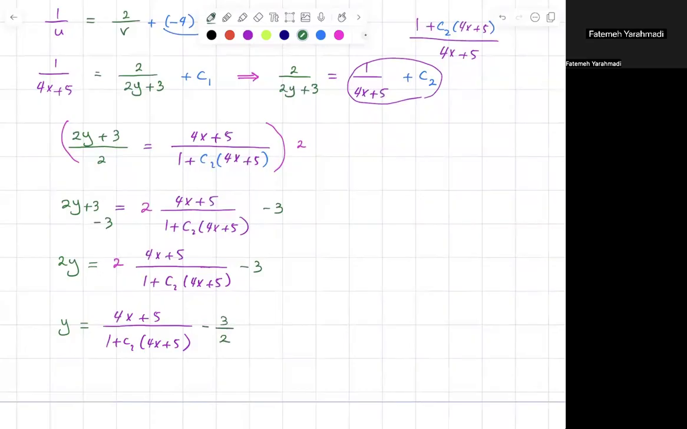So you isolated y on one side, and this is the family of solutions of this differential equation. We can do more algebra and simplify this further, but that's it for now. Your y is isolated on one side.